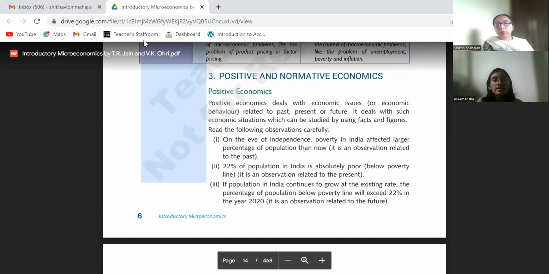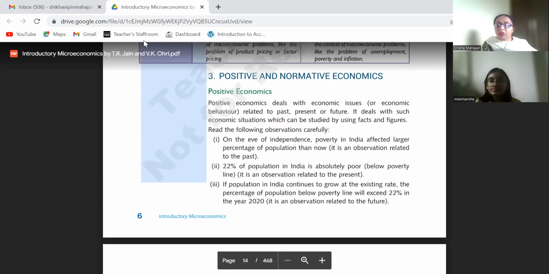So, for example, on the eve of independence, poverty in India affected a larger percentage of population than now. So it is an observation related to the past. Then 22% of population in India is absolutely poor, so below poverty line. Then it is an observation related to the present. And then if population in India continues to grow at the existing rate, then the percentage of population below poverty line will exceed 22% in the year 2020, and this is an observation related to the future.